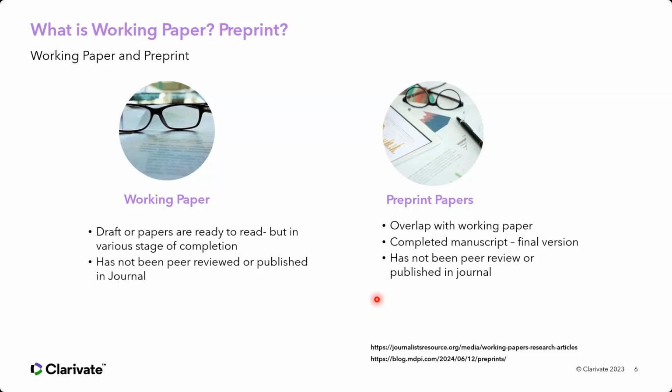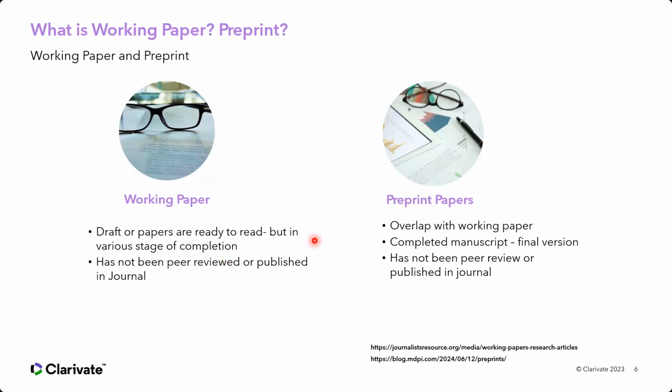But what is a working paper? Working papers are research papers that are basically ready, but in various stages of completion. They may not be at the final stage, but they are almost ready to be read. They can be published in preprint servers or preprint repositories. So basically, working papers are ready to read, but definitely have not been peer reviewed or published in journals.